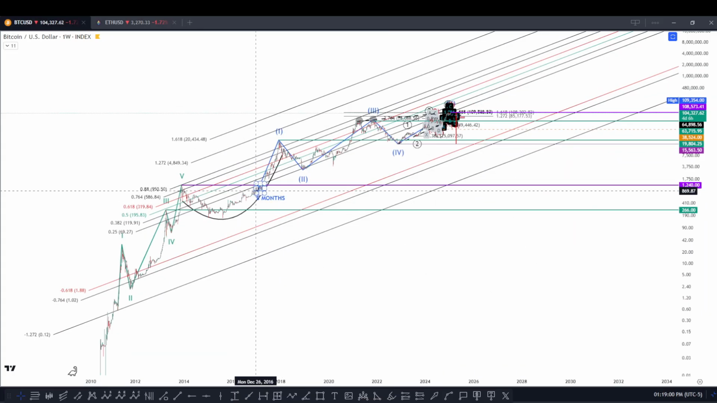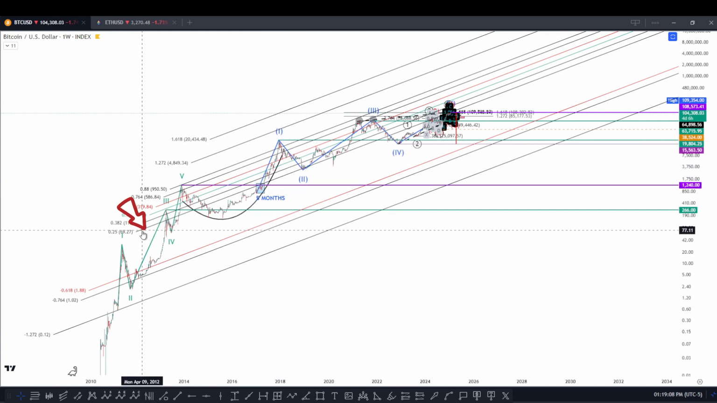But from a fib channel perspective, we're really testing this 0.25 level and then bouncing off of it, and then we're spraying out of it, right? And so just keep your eyes on this 0.25 level. And if you just come all the way across, that's really where we're at now.